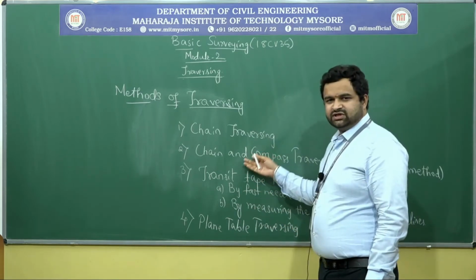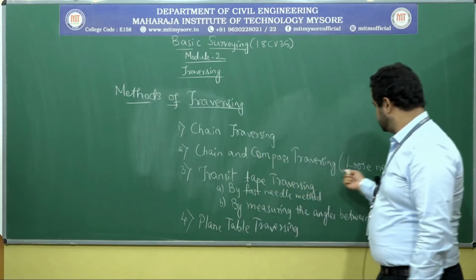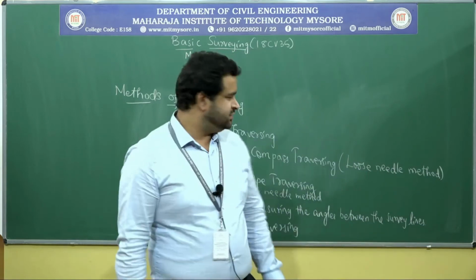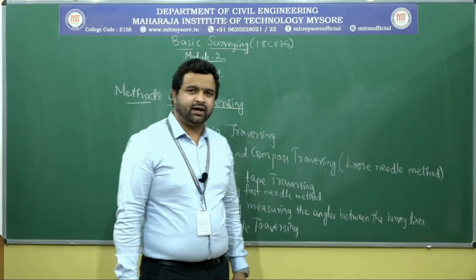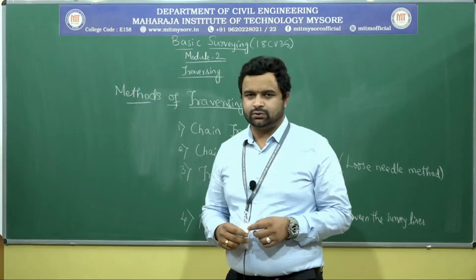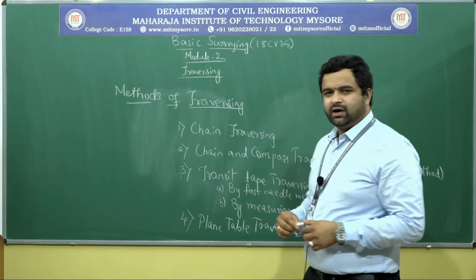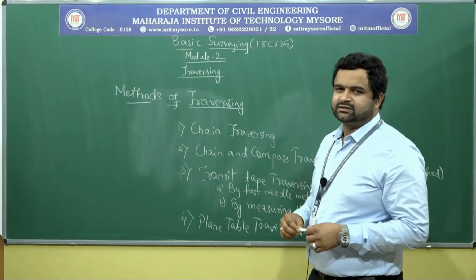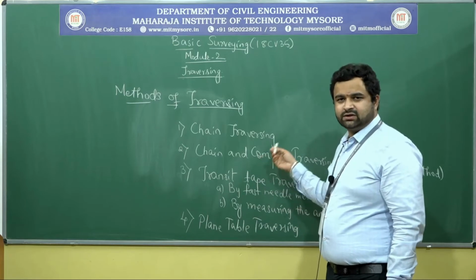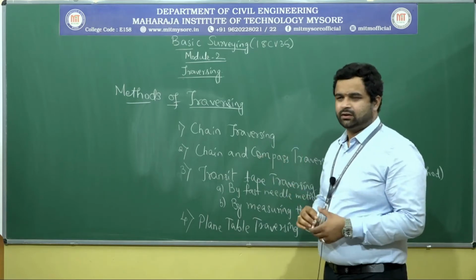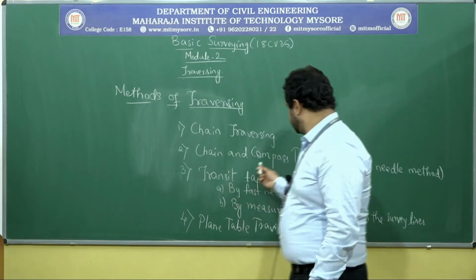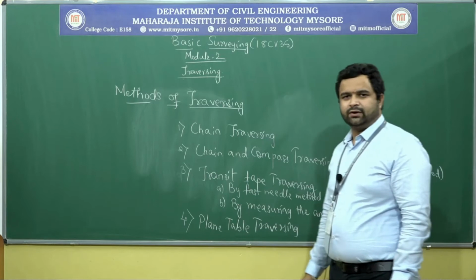Next, let us move on to chain and compass traversing, which is also called the loose needle method. In this method, the linear measurements are done with the help of a chain and the directions are measured with the help of a compass. With the help of a compass, we are going to measure the bearings. Both fore bearings and back bearings of the lines are measured from a station. The results obtained by this method are not so accurate and precise.